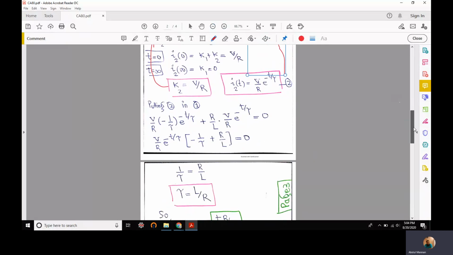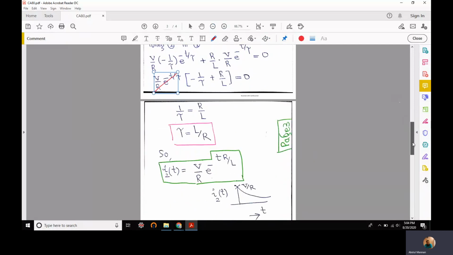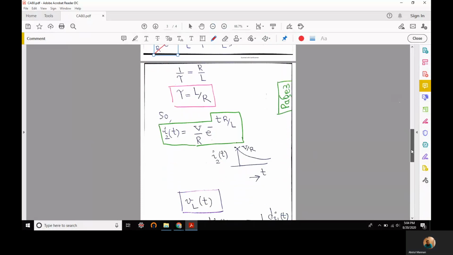And then if we solve, we can take this much quantity as common. If we divide that from both sides, this becomes 1 times this, the same, and this is 0 divided by the same, so it remains 0. So this is 1 over tau equals R over L. Our tau is L over R. So the time constant for this circuit is L over R. So i2(t) comes out to be V over R e to the minus t R over L.